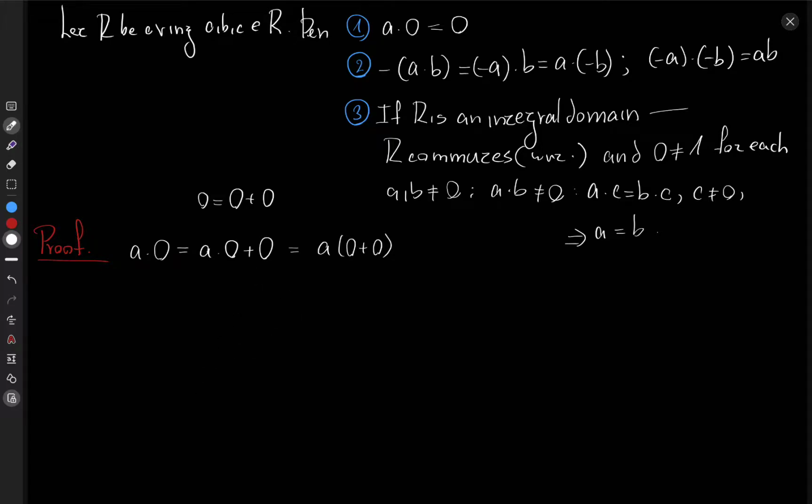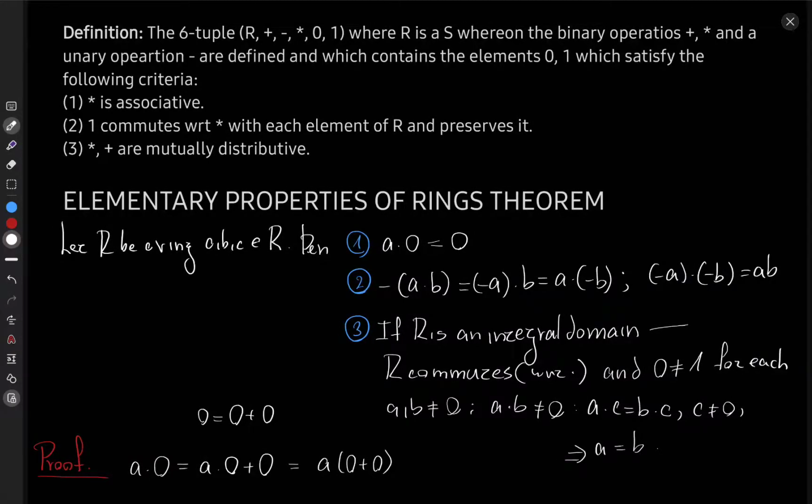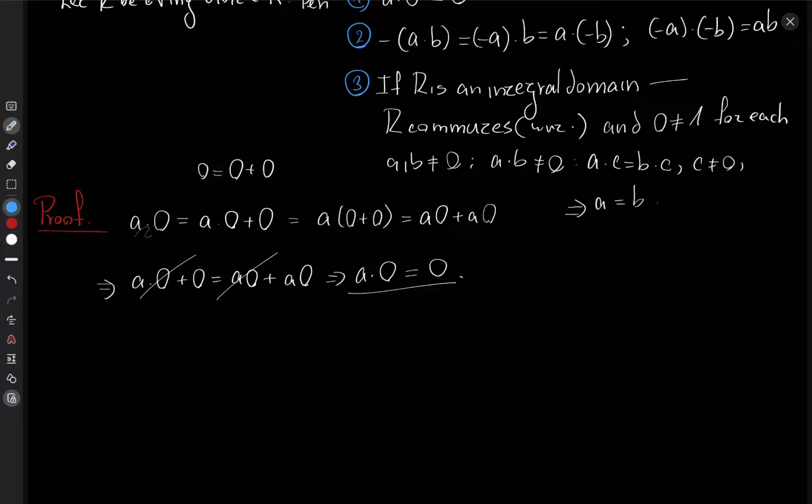And now, using the distributive property of rings, number 3, we get that this is A times 0 plus A times 0. So we have that A times 0 plus 0 is A times 0 plus A times 0. Now, there always exists an additive inverse, so we can add it to both sides and get rid of this, and we arrive at the fact that A times the additive identity is equal to the additive identity. Okay, this was quite easy, so this was number 1.